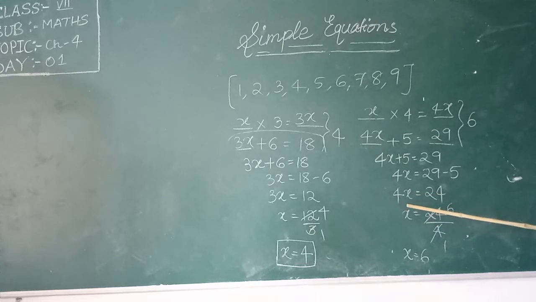So 4 and x are multiplying each other. So if you bring this side, it will divide. So x is equal to 24 by 4. So reduce it, x is equal to 6. So in this process here also, I told 6 is the number we had thought in our mind.